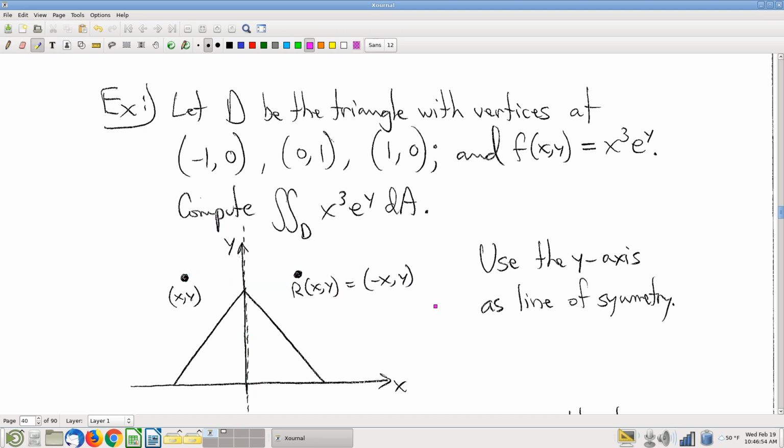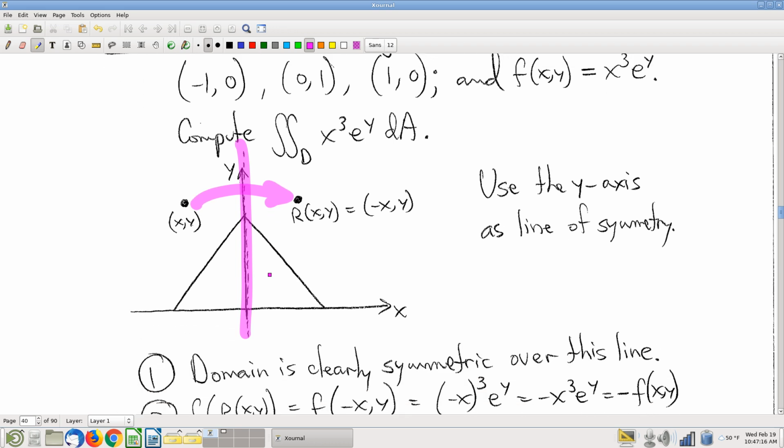All right. Now, what does this tell us? Does this guarantee us we can use this symmetry argument? No. We have found a line of symmetry of the domain. We have a reflection over that line, but what we don't yet know is if the function is odd.